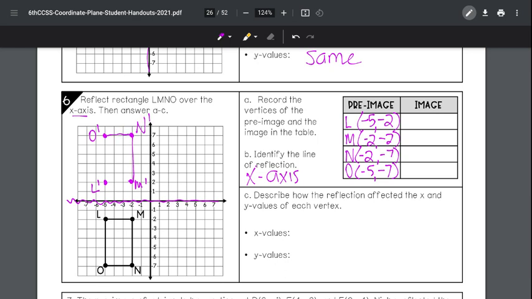If you connect them, you can see we have the same shape. So L becomes -5, +2. M becomes -2, +2. N becomes -2, +7. And O becomes -5, +7. Okay, our x values stayed the same, and our y values changed signs.